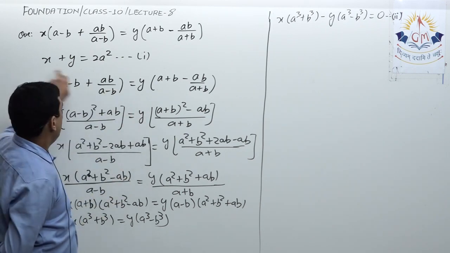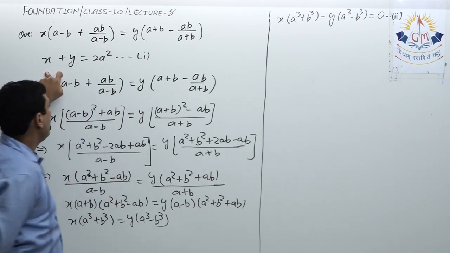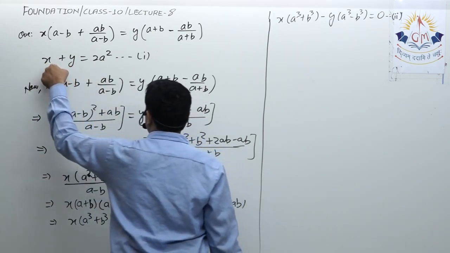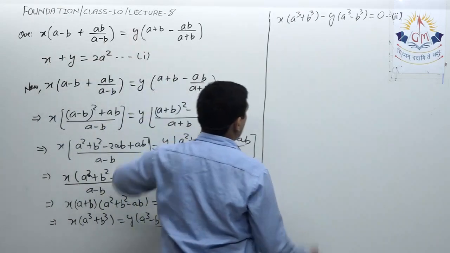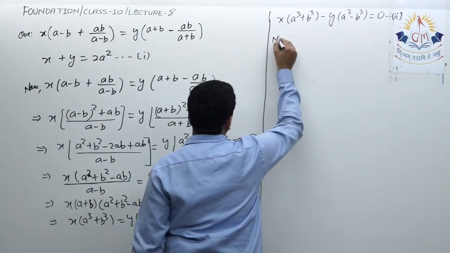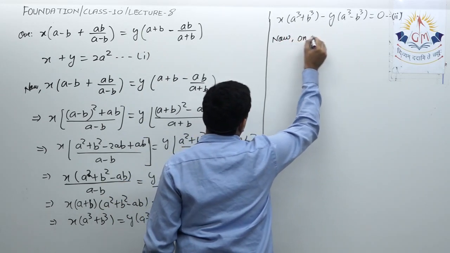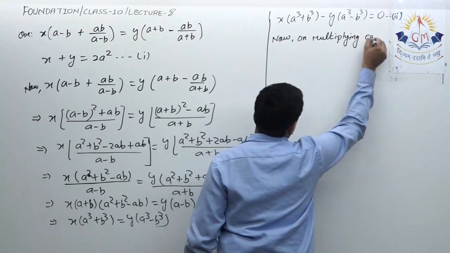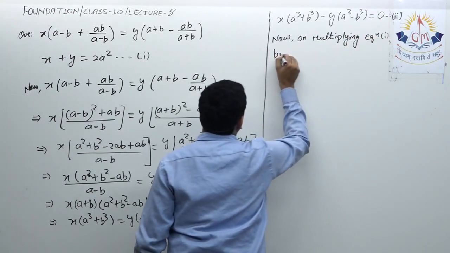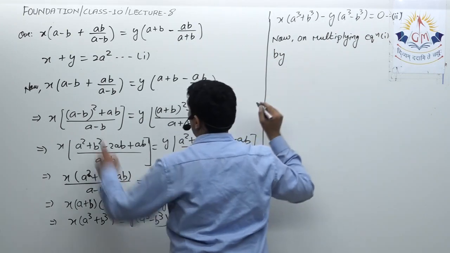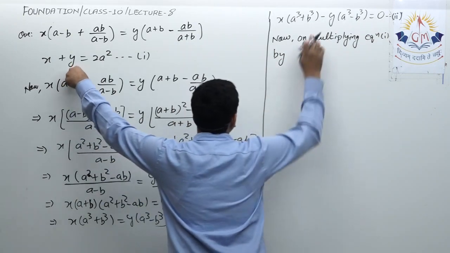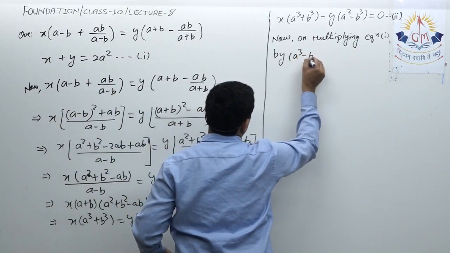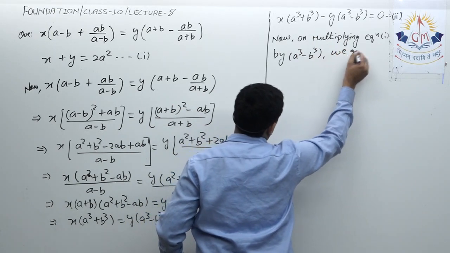Now to eliminate x or y, what I have to do is make the coefficients equal. So I'll multiply one equation by a cube plus b cube and subtract it from the other. Now, if I want to eliminate y, it will be easy just by adding. So I will multiply equation 1 by a cube minus b cube. What do we get?